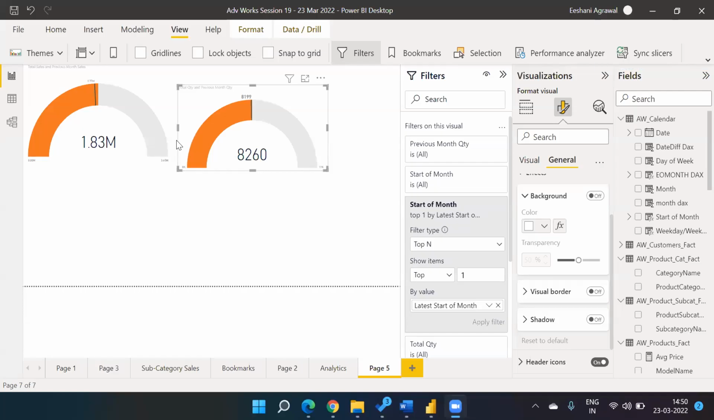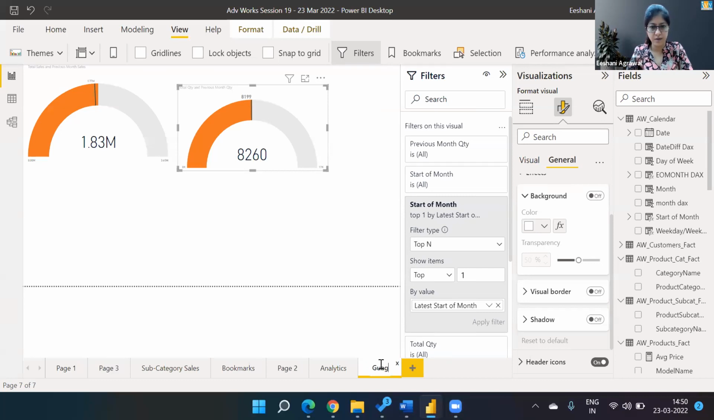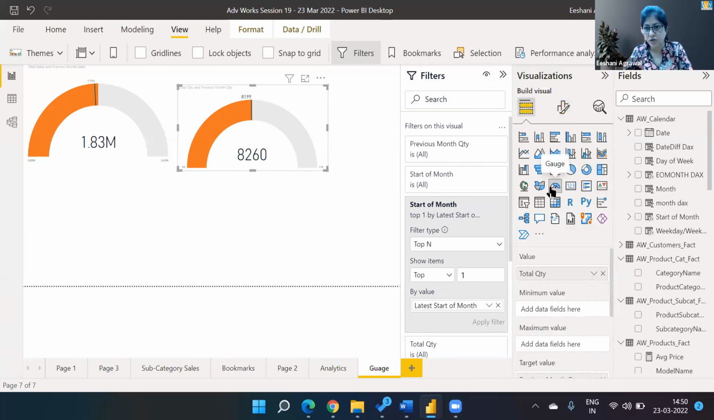Okay, then we can format to make the data bigger, labels bigger, and so on and so forth. Sure. Right, so this was a gauge chart. I think I spelled this correctly. Gauge. I always misspell it.